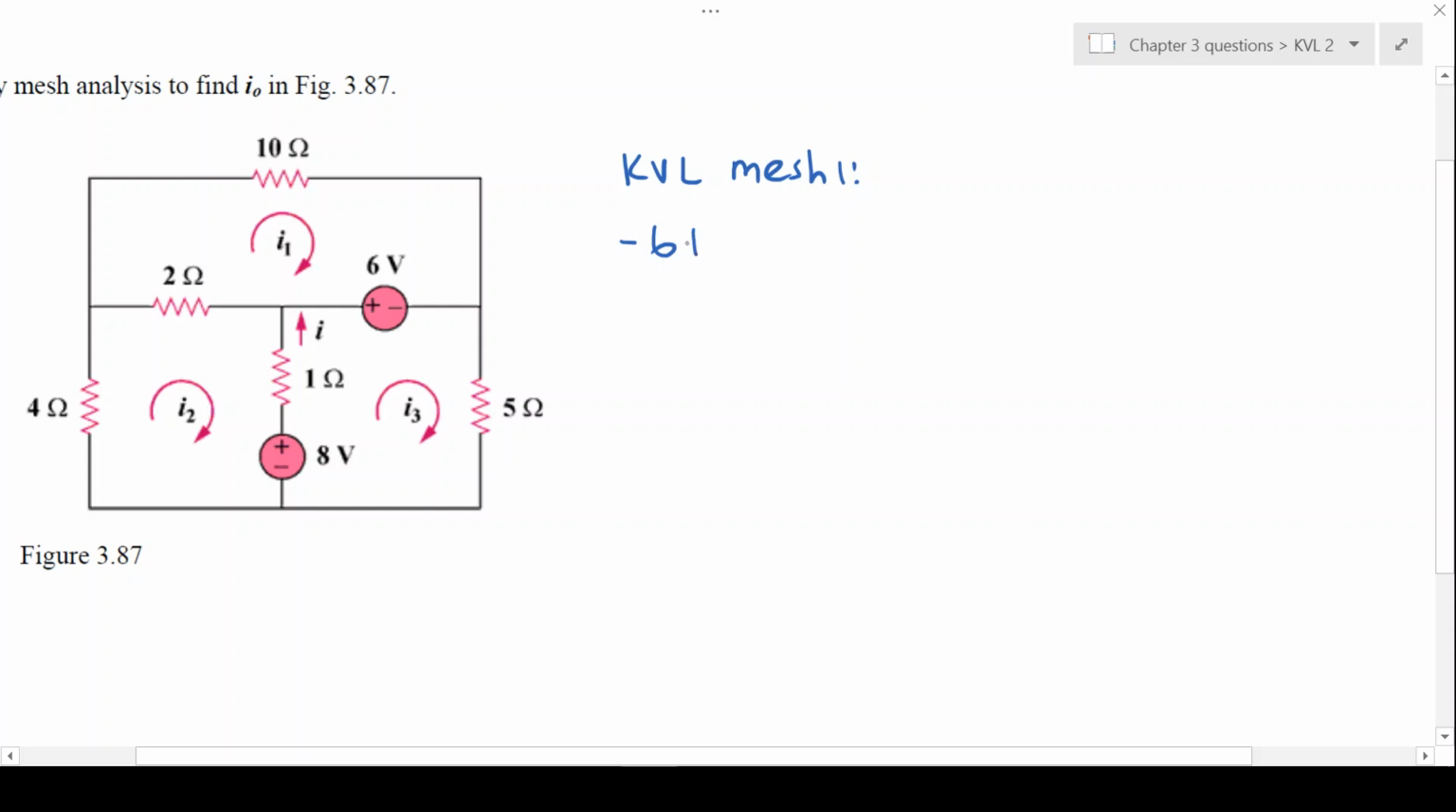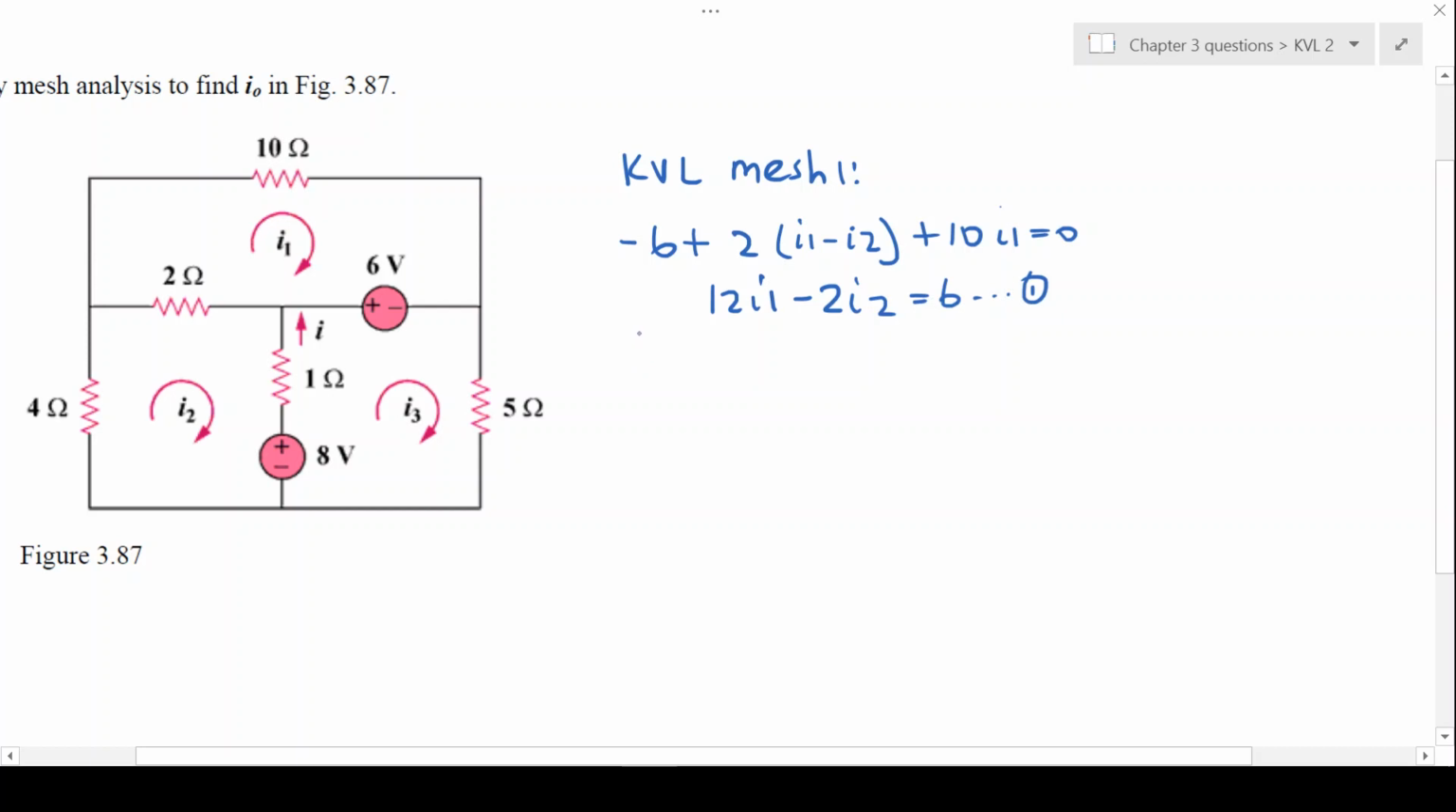-6 volts plus 2, and in 2 the current shared is I1 and I2, so it's 2(I1 minus I2), plus 10 I1 gives me 0. If we simplify this, I1 will be 10 plus 2, which is 12 I1 minus 2 I2, and this is going to give us 6. This is our first equation.